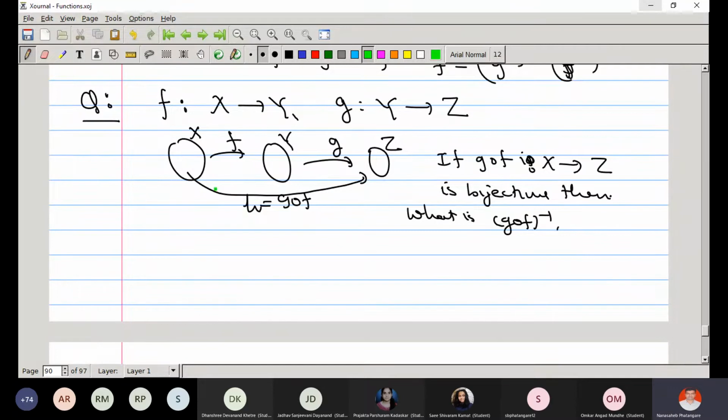So f and g are functions, and then g composite f is bijective. Then we are interested in now what is (g composite f) inverse. This is our interest now. So the question is clear. Is the question clear? Yes, sir. Right.